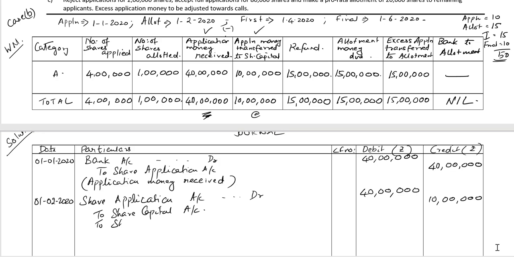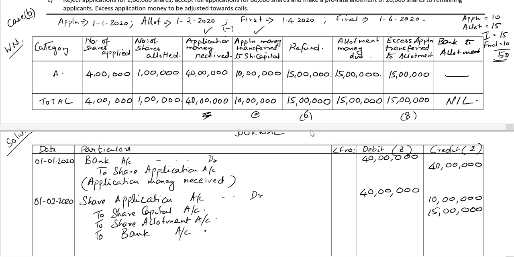To share allotment account, the amount transferred from excess application to allotment is column number 8, and that is 15 lakh rupees. And to bank account for the amount which is refunded, that is column number 6, 15 lakh rupees.